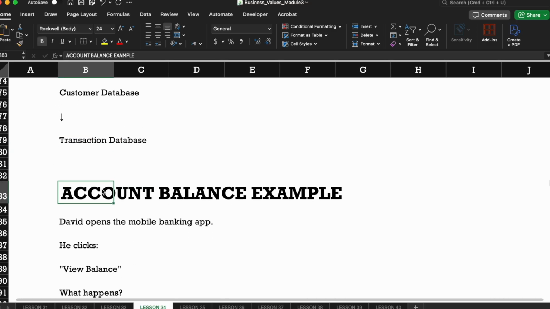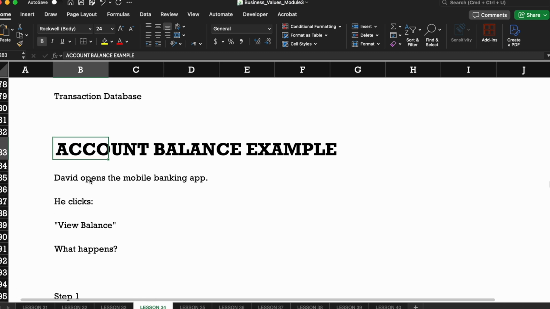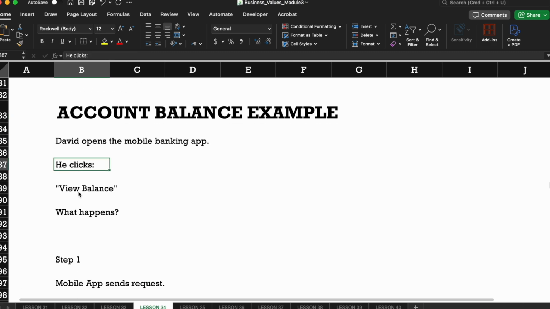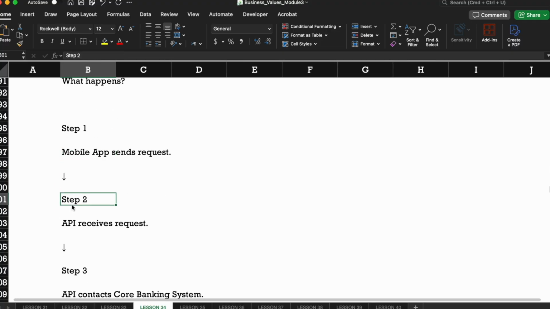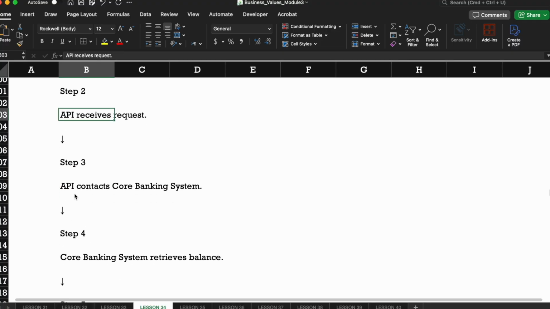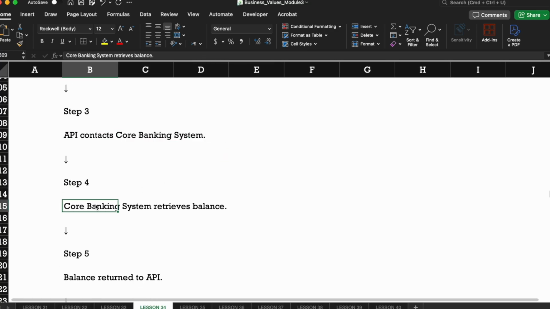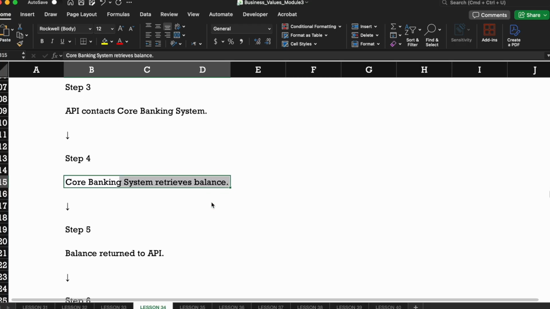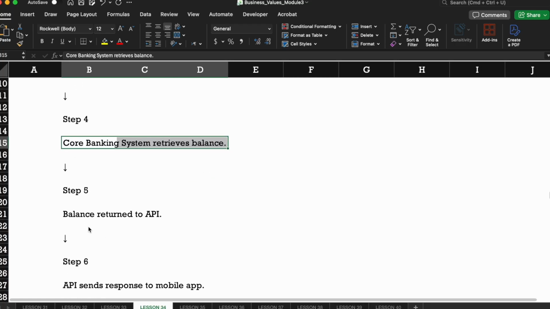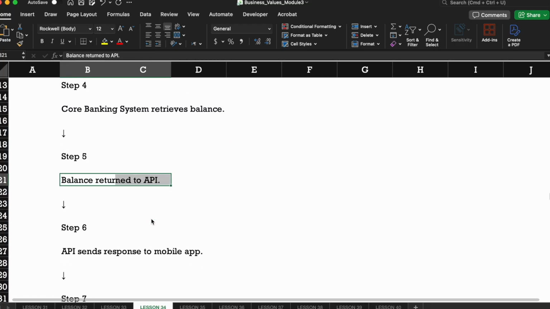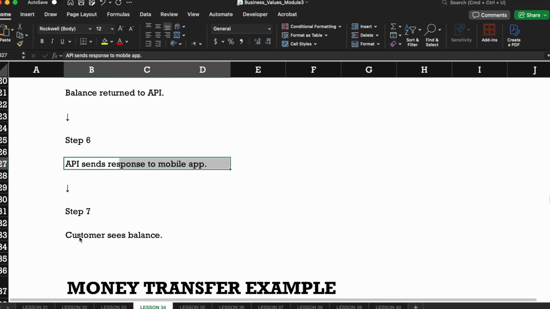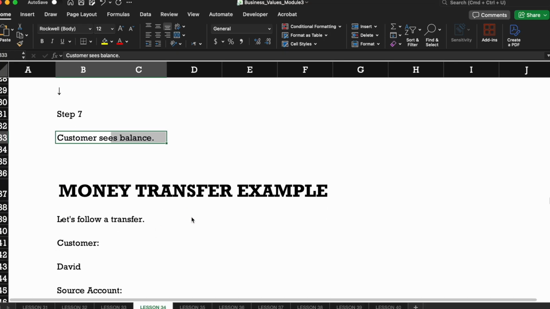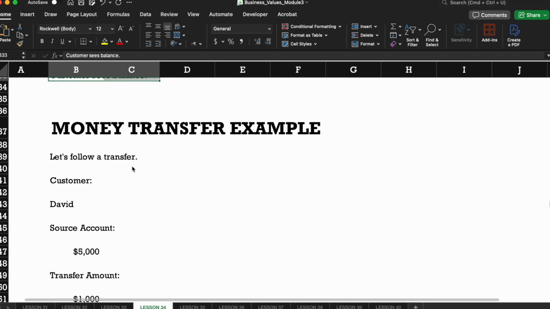Account balance example: David opens a mobile banking app and clicks view balance. What happens? Step number 1, the mobile app sends a request. Step number 2, the API receives the request. Step number 3, the API contacts the core banking system. Step number 4, the core banking system retrieves the balance. Step number 5, the balance returns to the API. Step number 6, the API sends the response to the mobile app. Step number 7, the customer sees the balance.